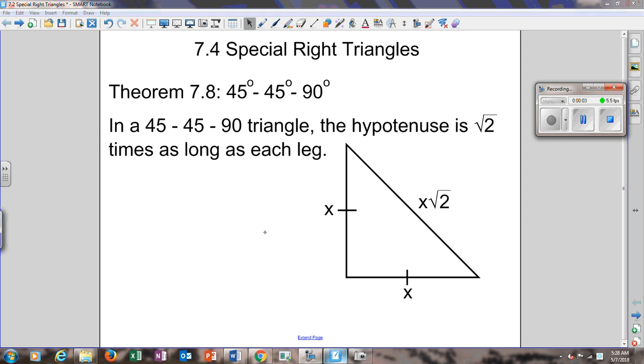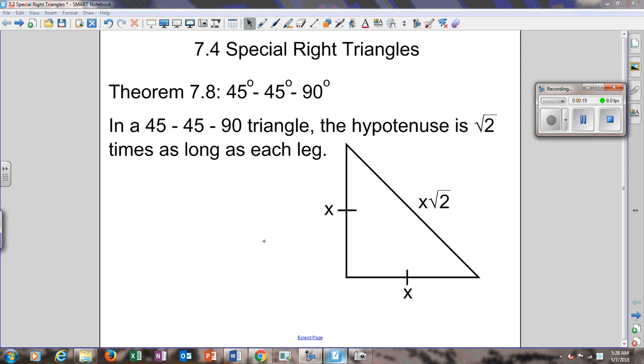Okay, today's section is 7.4 special right triangles. Now you're going to notice we skip 7.2 and 7.3, but those are unrelated. So theorem 7.8. This is basically our rules for special right triangles.